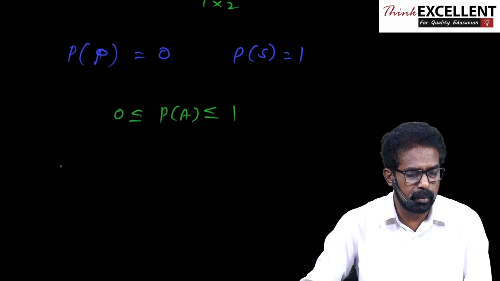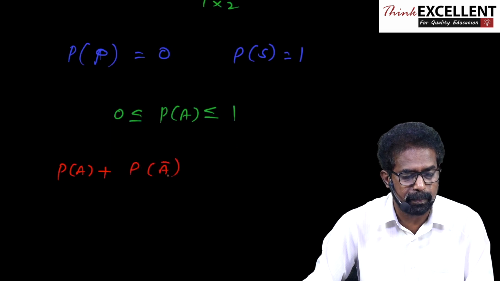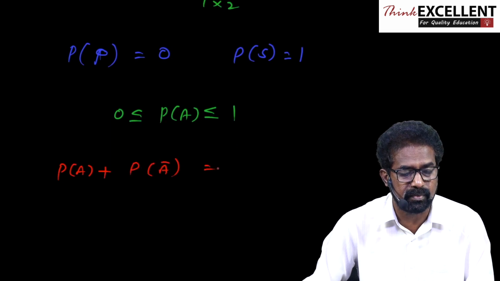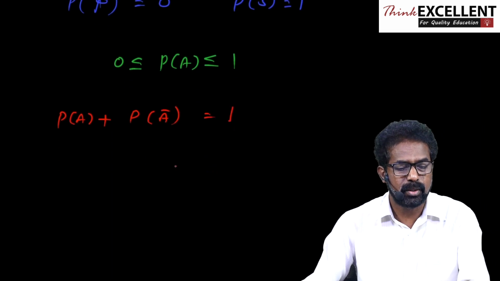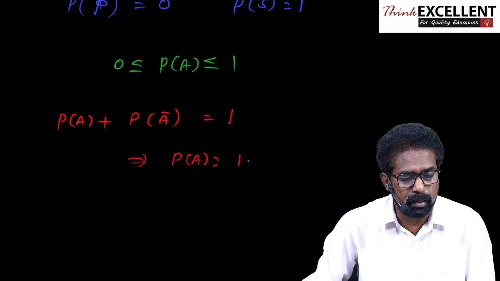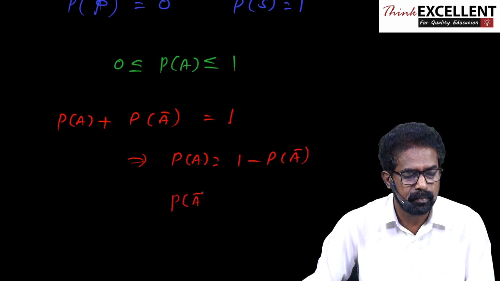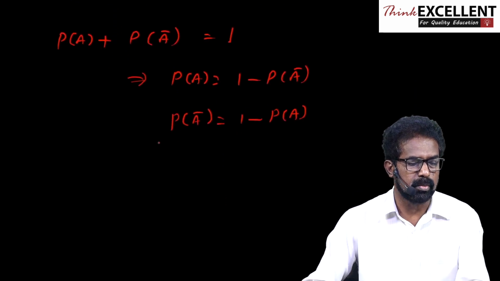Another important one: P of A plus P of A bar, A bar meaning A not happening, is 1. Here you can say 2 results. If I want P of A, it is 1 minus P of A bar. If I want P of A bar, it is 1 minus P of A, right? So these are things you remember.